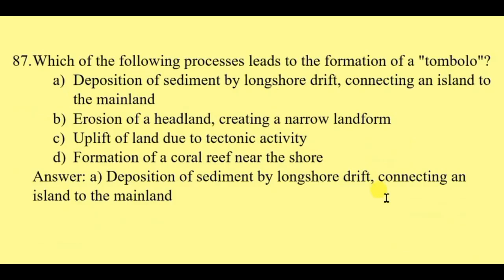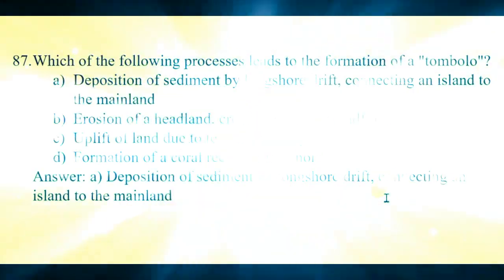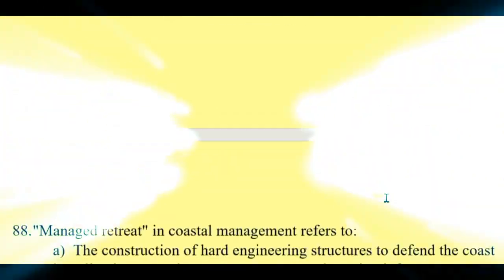Question 87. Which of the following processes leads to the formation of a tombolo? Deposition of sediment by longshore drift connecting an island to the mainland, erosion of a headland creating a narrow landform, uplift of land due to tectonic activity, formation of a coral reef near the shore. Here the correct answer will be deposition of sediment by longshore drift connecting an island to the mainland.